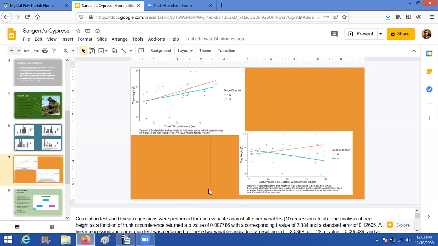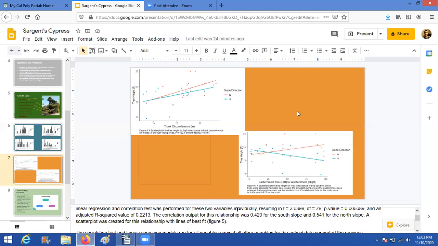The analysis of tree height as a function of trunk circumference revealed a p-value of 0.007786. Boom. That is significant, very significant. That's very low. That's significantly lower than 0.05. Corresponding t-value 2.884, standard error of 0.126.